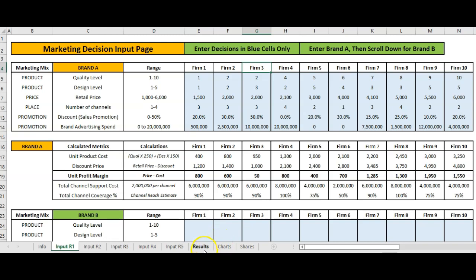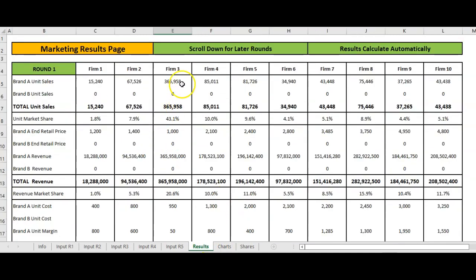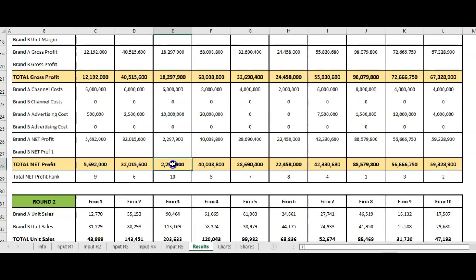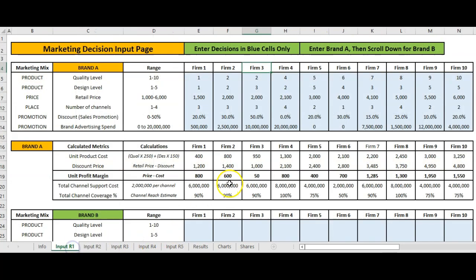If I show you the results for firm 3, they have a 43% market share, yet their profit is only 3 million compared to some players making 80, 90, almost 90, 60 million there, etc. So you probably might want to warn that company, that team, they need to rethink. There are 2 ways around it.